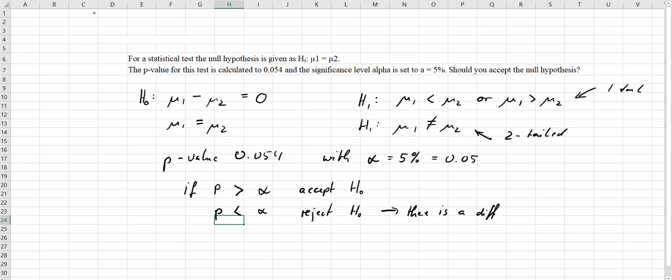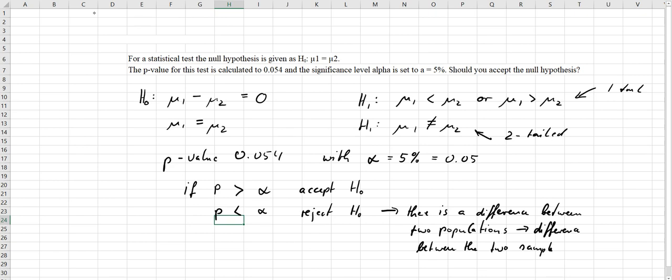There is a difference between, and I probably should say between the two populations from which the samples are drawn, and therefore that means also a difference between the two samples that we are dealing with.